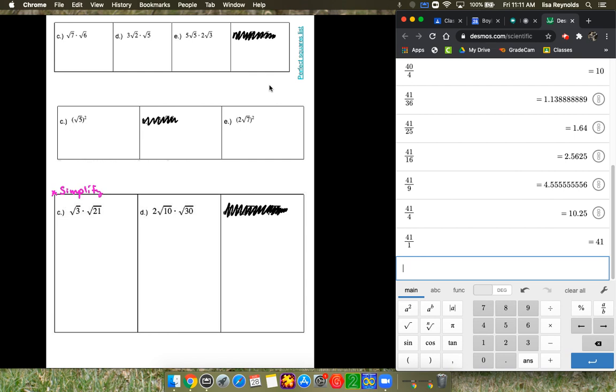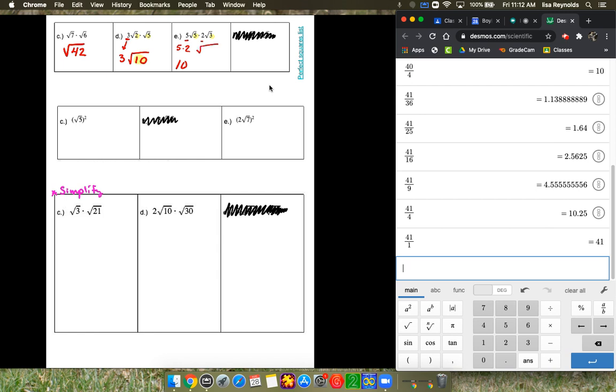So in this top part, we're going to do our square root. 7 times 6 is 42. In the next one, we have this 3, so we just keep it. It's the only coefficient. And then under the radical, we're going to do the 2 times 5 to get 10. In the next problem, we have the 5 times 2, which is a 10. And then we have our radicals.